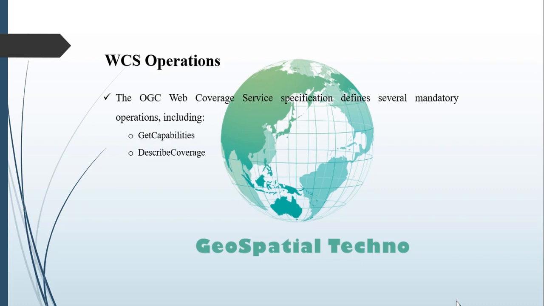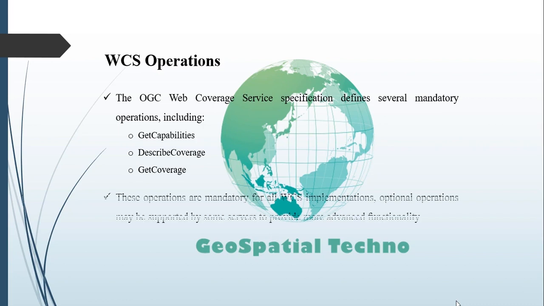WCS operations. The OGC WCS specification defines several mandatory operations, including GetCapabilities. This operation allows a client to request information about the service capabilities and coverage offered. DescribeCoverage. This operation allows a client to request detailed metadata that describes selected coverage offered by a server. GetCoverage. This operation allows a client to request a coverage comprised of selected range properties at a selected set of spatial temporal extents. These three operations are mandatory for all WCS implementations, but additional optional operations may be supported by some servers to provide more advanced functionality.